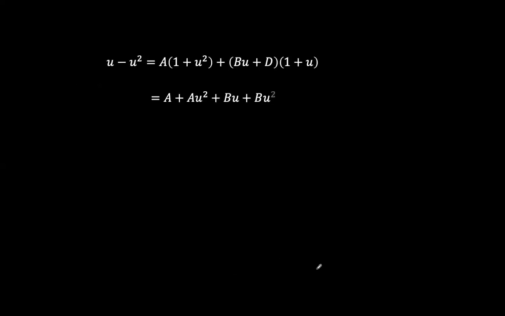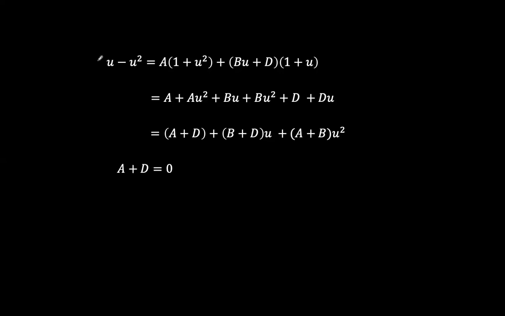multiplying things out, we find that (a plus d) plus (b plus d) times u plus (a plus b) times u squared. Since we don't have any constant here, it means that a plus d is 0. And since we have a coefficient of 1 here, it means b plus d equals 1. And then a plus b is equal to negative 1, since the coefficient of u squared is negative 1.